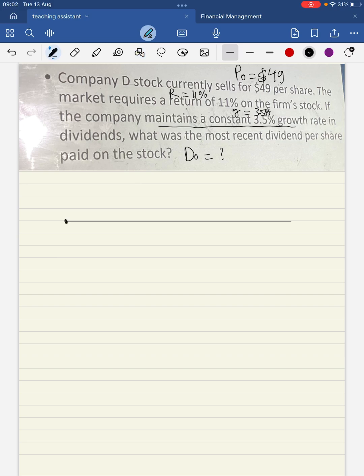We are at year 0. And of course, because the stock pays a dividend with a constant growth rate every year, even after 1 year, 2 years, and so on, the G is always equal to 3.5%. So at year 0, we know that the price is equal to $49. The R is equal to 11%. And the growth rate, of course, is 3.5%.